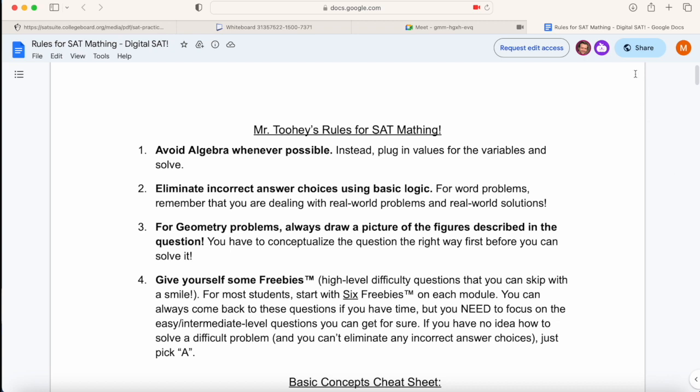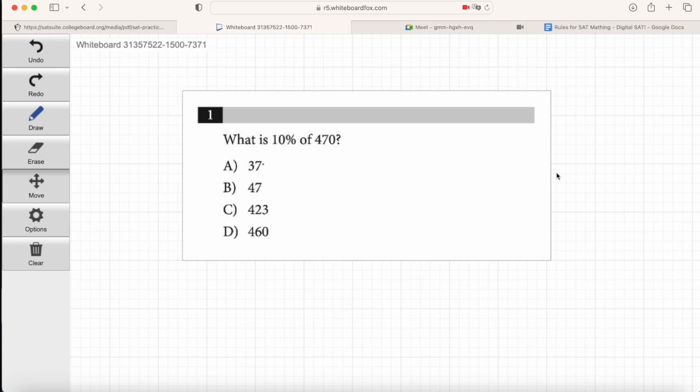I do want to go back to the question, actually, that's up here on the whiteboard. You don't even have to calculate it. Now, don't get me wrong. You've got the calculator on every math section of the digital SAT, so you can calculate if you want to. But like 10% of 470, it's not a lot, right? It's a relatively small amount. Is that pretty clear? Yeah. Yeah, it's just a small fraction of it.